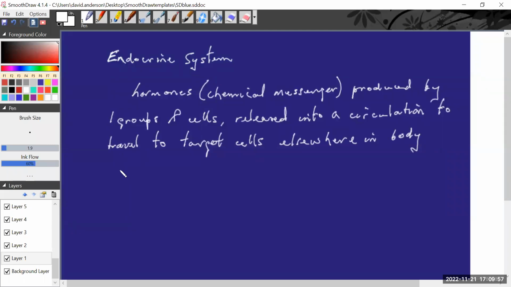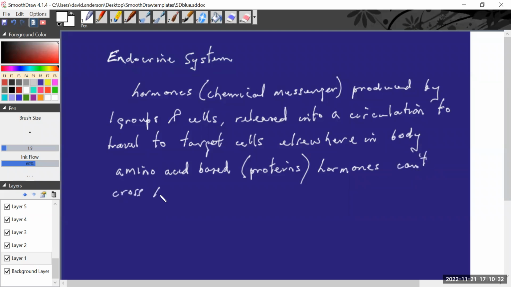So some of these hormones are protein-based or amino acid-based hormones. And they're usually pretty big. And they can't cross the plasma membrane of a cell. So they need what's called a second messenger. We'll talk about that in a minute.